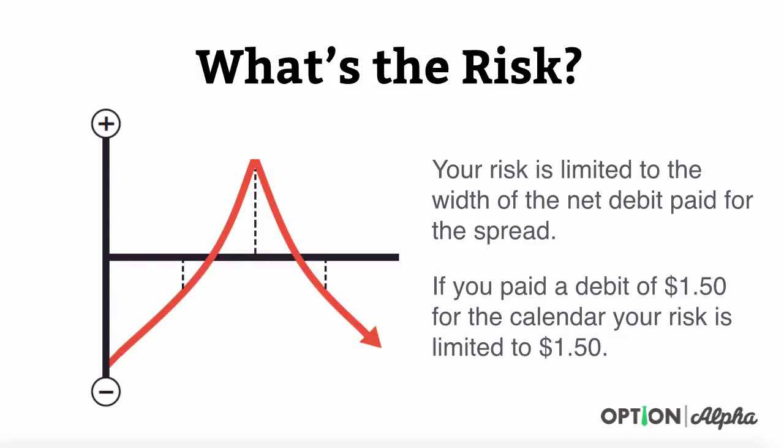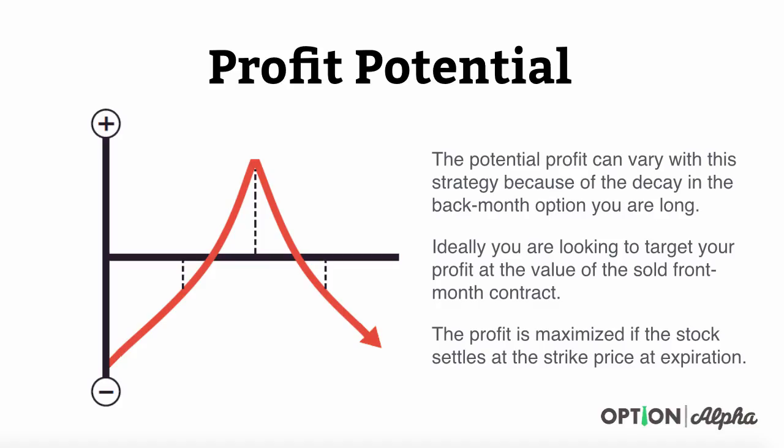So what's the risk? Well, your risk is limited to the width of the net debit paid for the spread. So if you paid a debit of $1.50 for the calendar, your risk is just limited to $1.50. Again, it's a very low cost way to trade options.